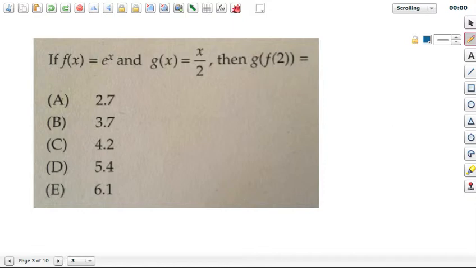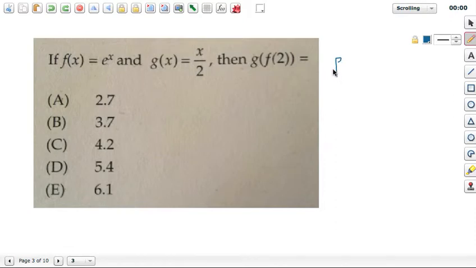Here's our question number 3. Pause your video and see if you can get to the final answer. Make sure you take less than a minute. Okay, composite functions. The function f of x is e to the power x. G of x is x over 2. Then what is g of f of 2?